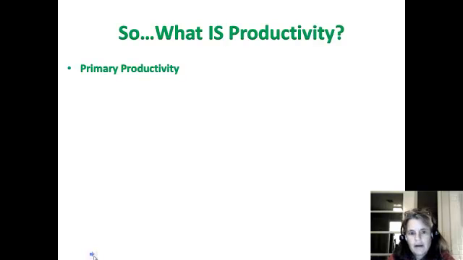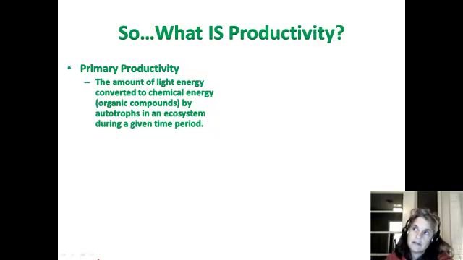Okay? Primary productivity is the better term, and when you hear primary in terms of ecology, the first thing that should come to your mind is producers. Primary producers is a phrase used very, very often. And primary productivity then is simply referring to the amount of actual light energy from the sun that actually manages to get converted to chemical energy, meaning food, organic compounds, plant tissue, whatever, into stuff by the autotrophs in an ecosystem over a period of time.